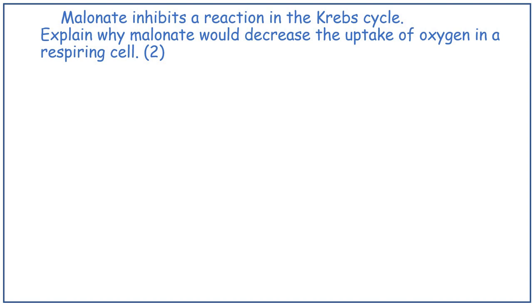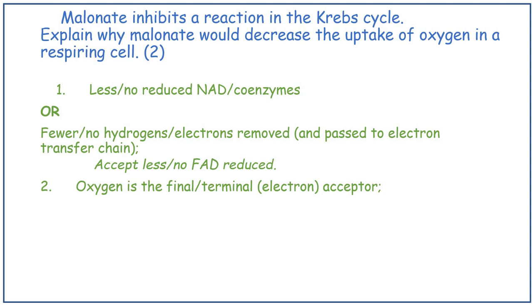Malonate inhibits a reaction in the Krebs cycle. Explain why malonate would decrease the uptake of oxygen in a respiring cell. Less or no reduced NAD or coenzymes, or fewer or no hydrogens, or the electrons are removed and passed to the electron transfer chain. Oxygen is the final electron acceptor, or the terminal electron acceptor.